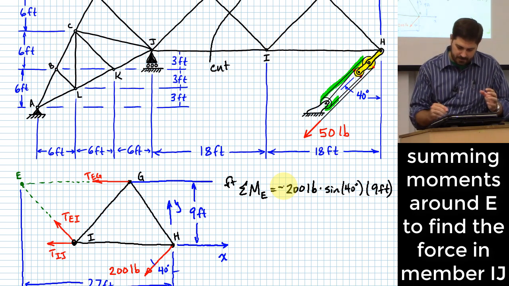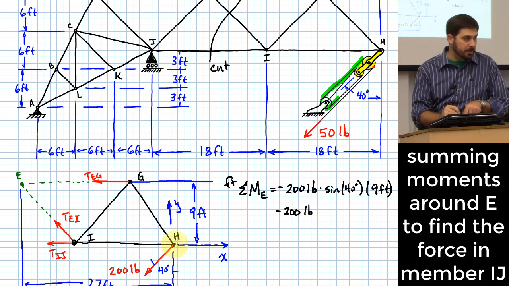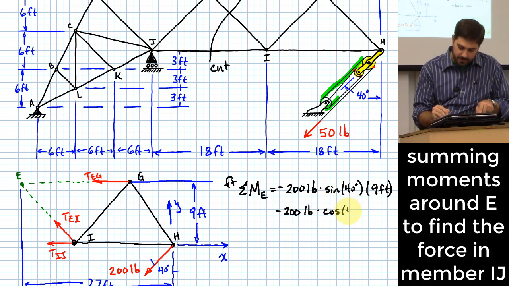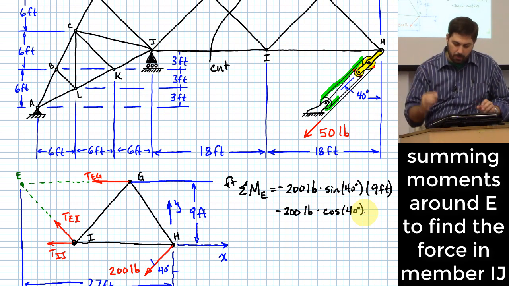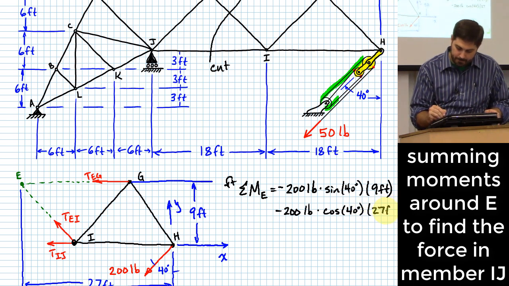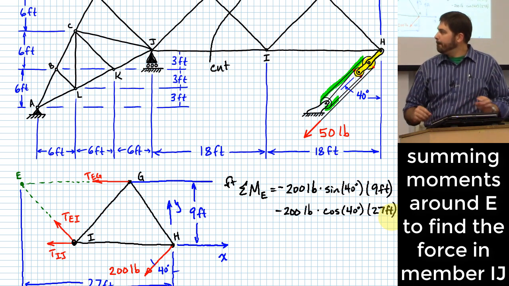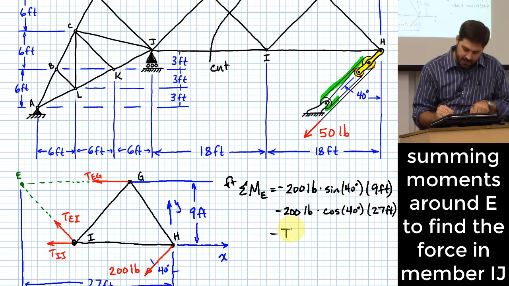And what else? Minus 200 pounds, again, clockwise for the vertical component, right? So negative 200 pounds times the cosine 40 degrees, okay, and that's going to be 27 feet from that line of action to point E. And then lastly, what? Okay, minus TIJ times 9 feet.